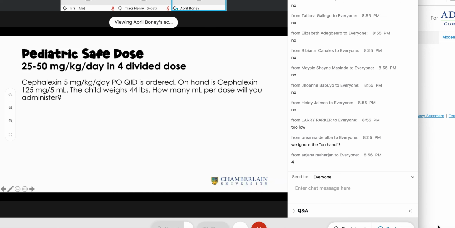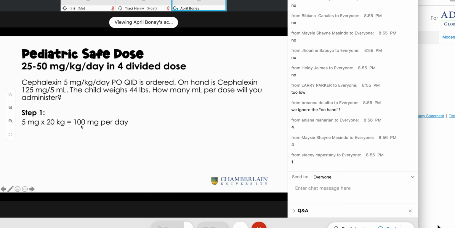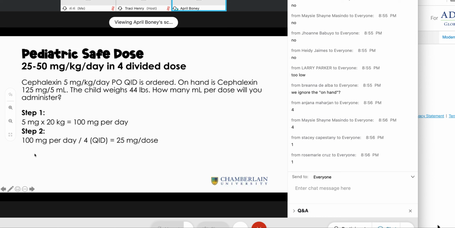Your order is per day. Your answer is per dose. So the first thing we're going to do is we know we have 100 milligrams per day. 100 milligrams per day divided by 4, because that's what QID means, is 25 milligrams per dose.